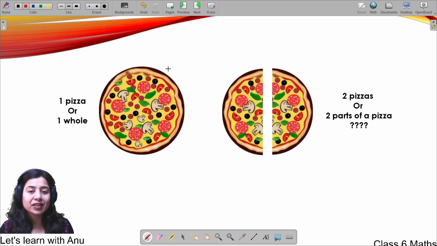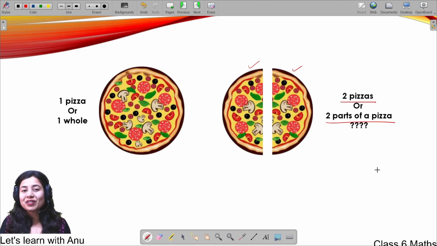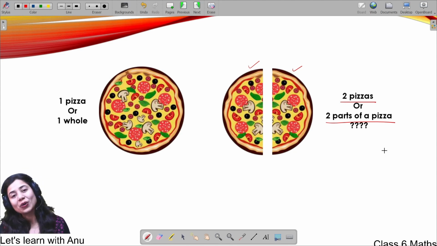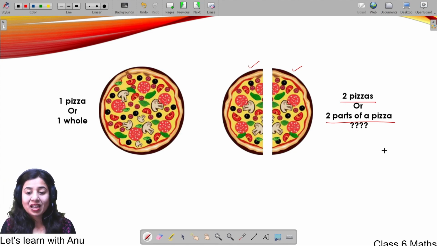Before explaining the definition of fraction, class, I want to ask all of you one yummy question. One day I was having a pizza and suddenly a friend comes up, so I had to divide the pizza equally. Right. So now, do I call this situation two pizzas or two parts of a pizza? I know, very interesting as well as a confusing question, class. Come on, all of you, try it out. What do we call them? Two pizzas or two parts of a pizza?